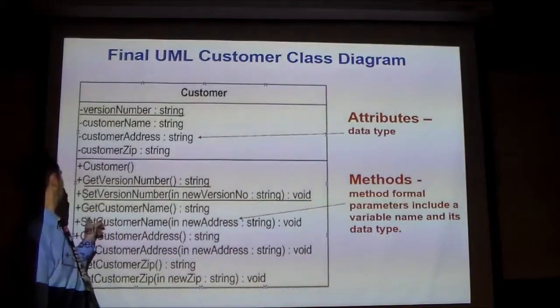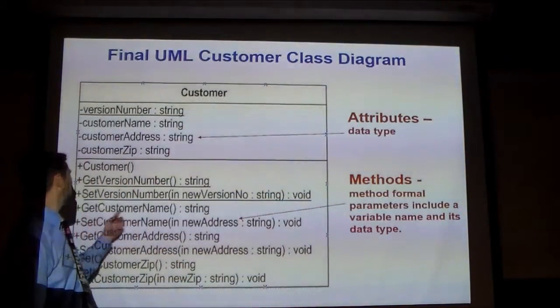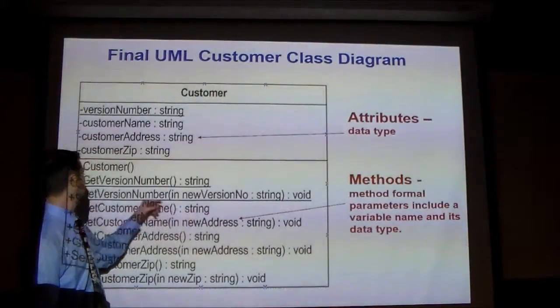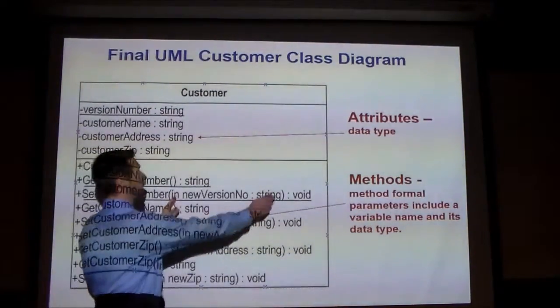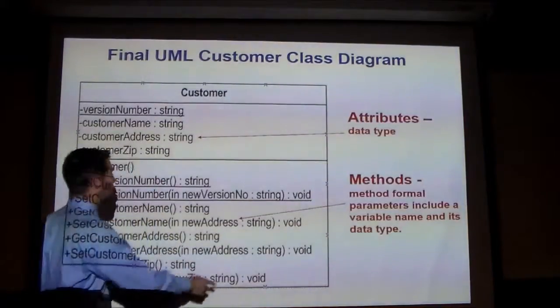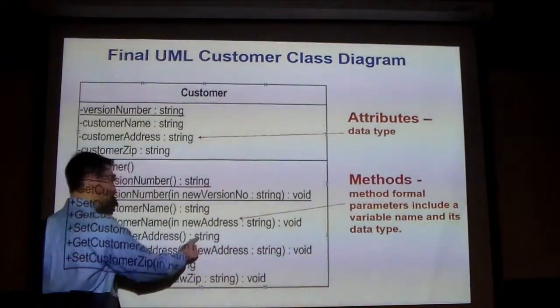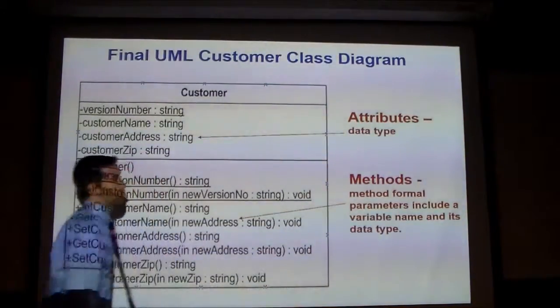So this method right here says get customer name, return a string. This one receives some data, but then it returns nothing. So that's just a formal way of saying, you know, sometimes you're returning something and sometimes you're not.